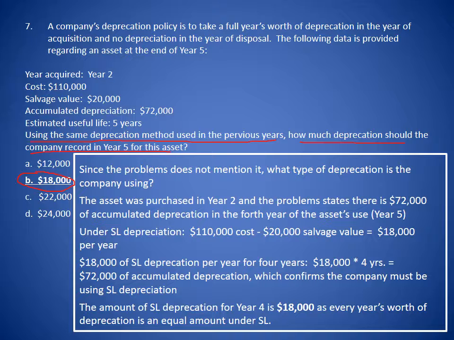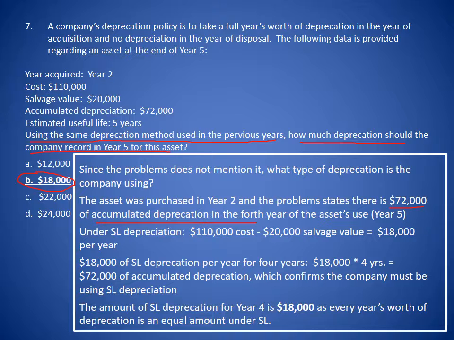Okay, you don't know the methodology used for depreciation, but what you can do is take a decent stab at it. And then if that doesn't work, try an alternative method. So the asset was purchased in year 2, and the problem states that there's $72,000 of depreciation in the 4th year. So what I need to do is recalculate some depreciation calculations using several different depreciation methods if necessary to see if I can come up with $72,000 of depreciation in year 4.